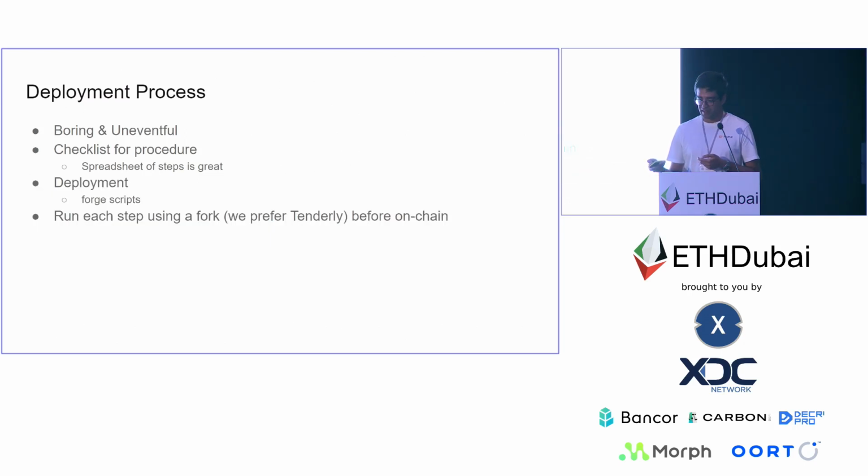All right, where are we at? So the deployment process, we've got the checklist, you've done your deployment. We use Foundry, so you use Forge scripts to deploy your contracts. And what we do is we run the step on the fork.